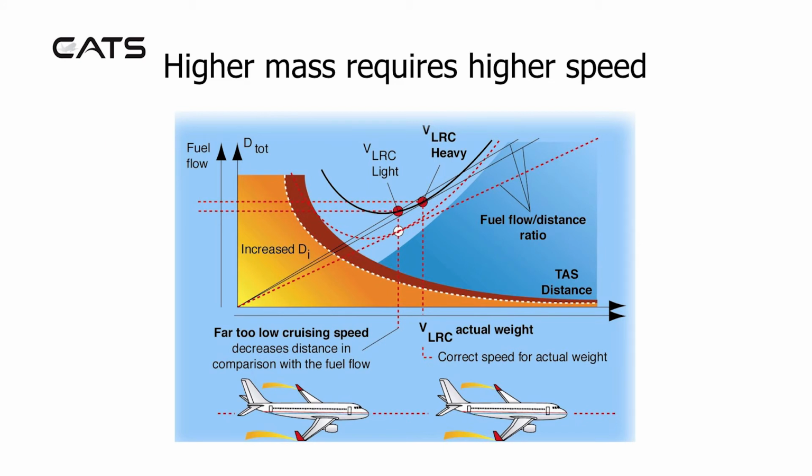In this graph of total drag versus true airspeed, it shows total drag curves, essentially, for different masses of aircraft. The heavy aircraft shows a shift up and to the right of the total drag curve, which increases all the speeds, such as VLRC and VMD.